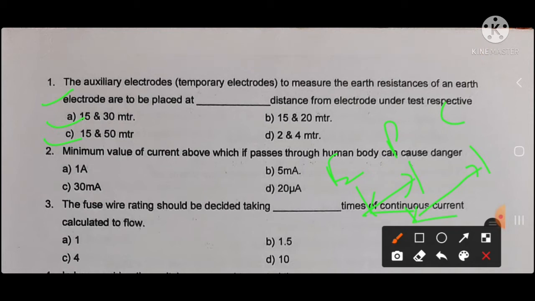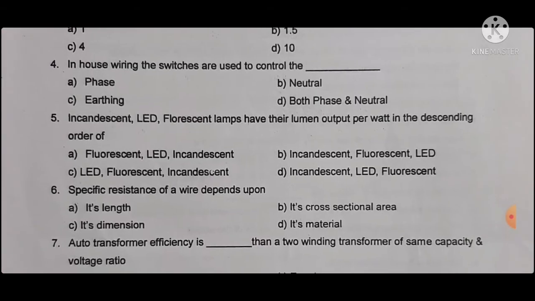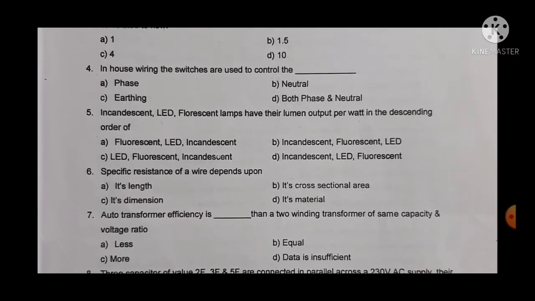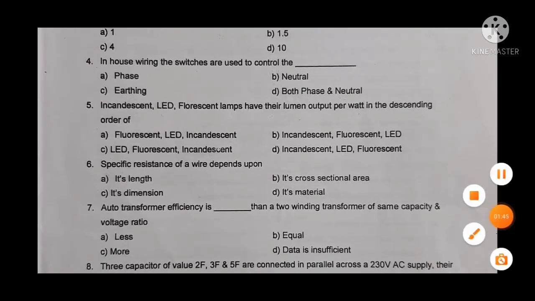Next is the minimum value of current which, when it passes through the human body, can cause danger. The actual answer is 9 milliampere, but it is not available, so you choose the 5 milliampere answer. Next is the fuse wire rating, which should be decided taking dash times of continuous current. This is your 1.5 times. Next is, in house wiring, the switches are to be used to control the phase wire.